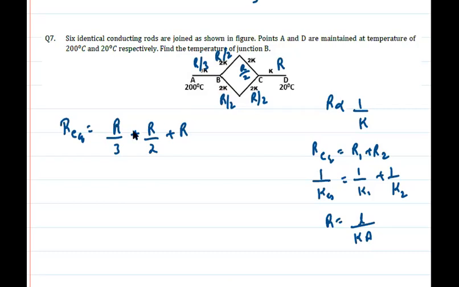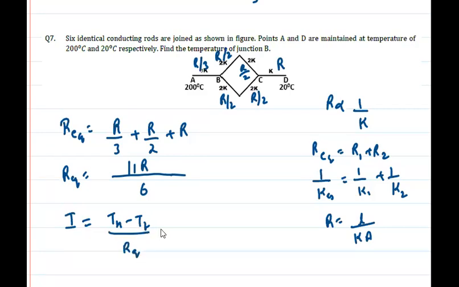Very good. So R equivalent is equal to what? If you just take the LCM, we'll get 6: 2R plus 3R, 5R plus 6R, 11R. Now, we know that I is equal to V by R. So it is TH minus TL by R equivalent. This is equal to 200 minus 20 divided by 11R into 6. Got it, everyone?